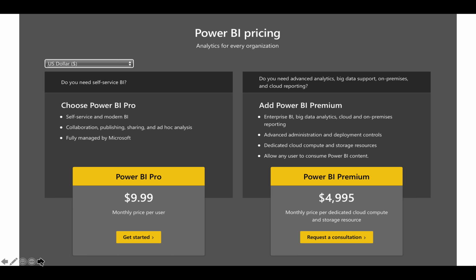monthly price per user, or you could use Power BI Premium: Enterprise BI, Big Data Analytics, Cloud and On-Premises Reporting, Advanced Administration and Deployment Controls, dedicated cloud compute and storage resources, allowing any user to consume Power BI content. That one is $4,995 monthly price per dedicated cloud compute and storage resource.